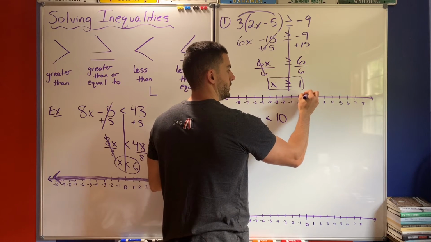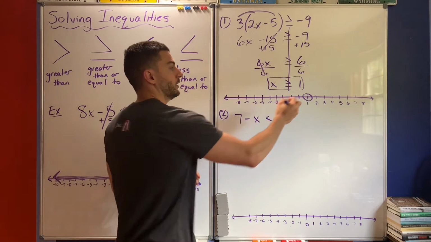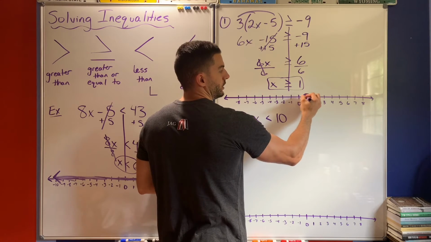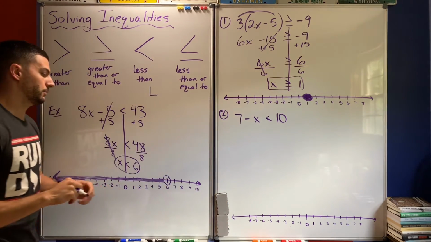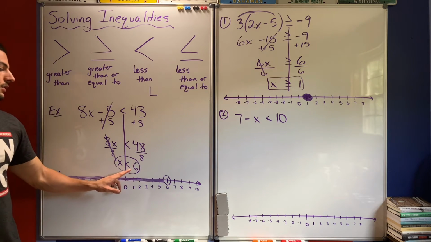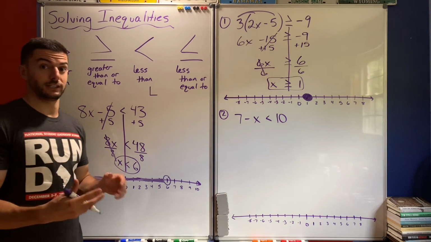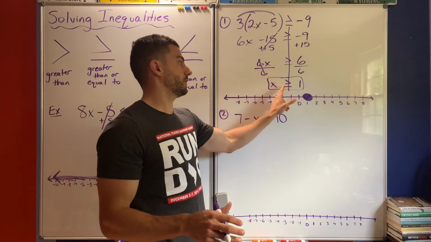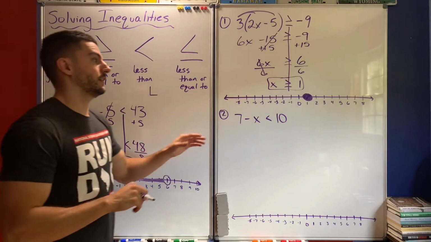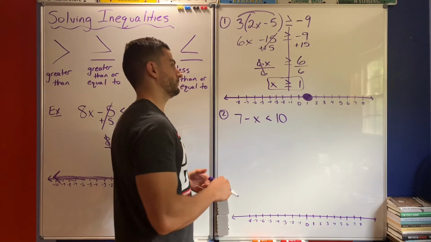Well, I'm going to highlight that point 1 because that's my important number. But look, 1 is included in the solution here, and so I represent that visually with a closed circle. Compare that to the first one here. This was an open circle at 6 because 6 was not a possible answer for x. It said x is less than 6, so x couldn't be exactly 6. But here, x is greater than or equal to 1. With that or equal to, it could be exactly 1, or anything greater than 1.